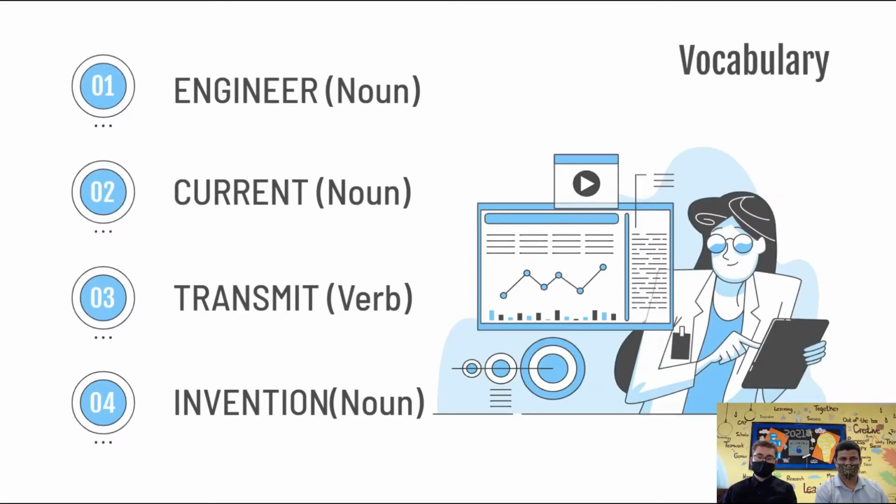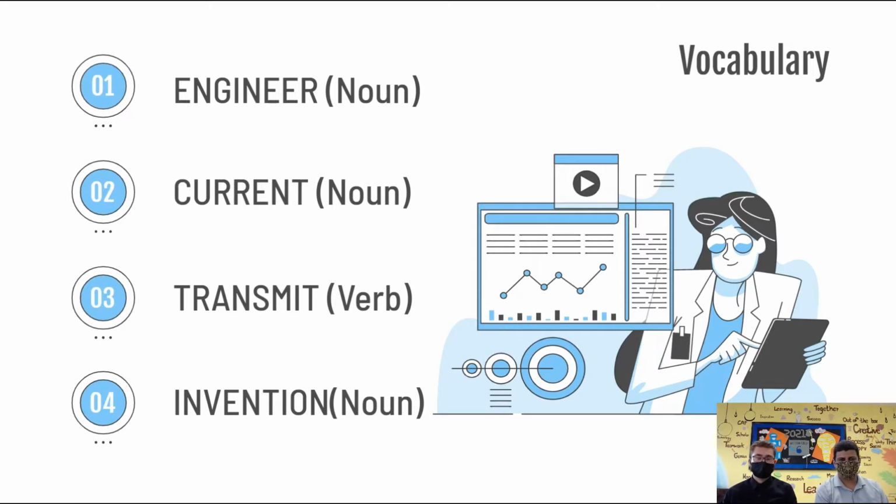So the vocabulary, the first one is engineer. That's a job, so it's someone who works like Tesla or Edison, needs to work with electronics. The second word is current, so whatever the electricity in your wire is called a current. Second last, transmit. It can be also like for a virus. The virus is transmitted, but here it is also to transmit the electricity, the flow.